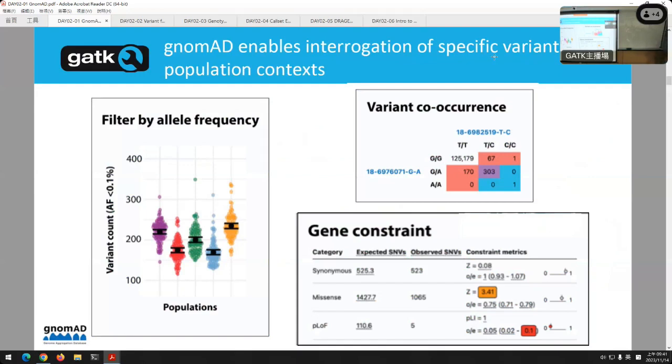So in this table, you can see it broken down by mutational consequence. So we have a line for synonymous, which is really just a baseline. We don't expect synonymous variation to really be constrained. And then we have missense and probable loss of function variants.